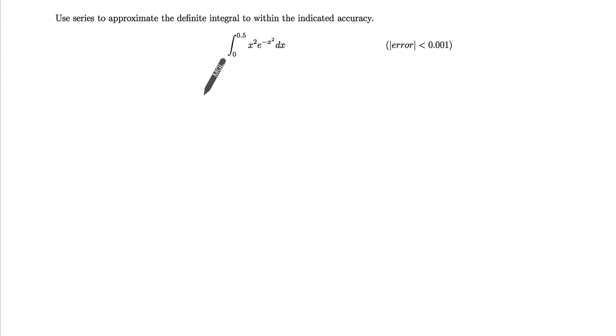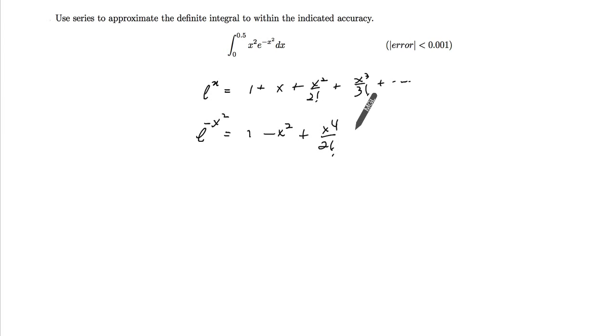Okay, the first thing that you need to recall here is that e to the power of x was equal to 1 plus x over 1 plus x squared over 2 factorial, x cubed over 3 factorial, and so on. So e to the power of minus x squared will be 1 plus, right, minus x squared plus x to the power of 4 over 2 factorial. This time it'll be negative x to the power of 6 over 3 factorial.